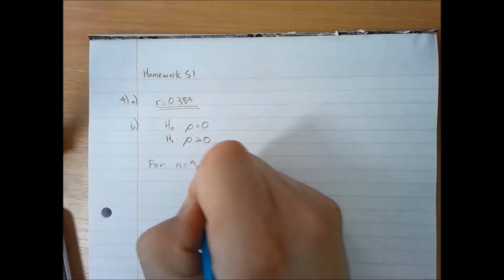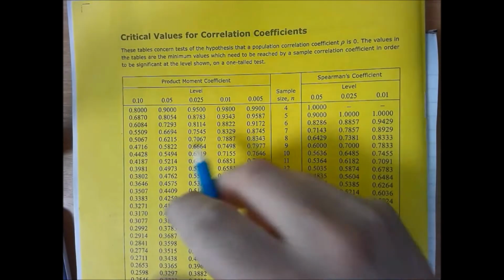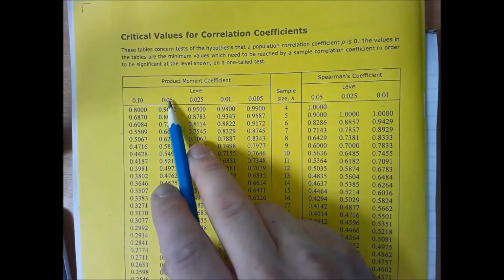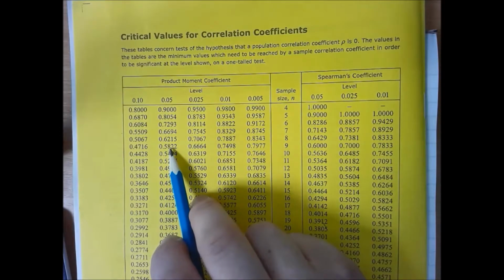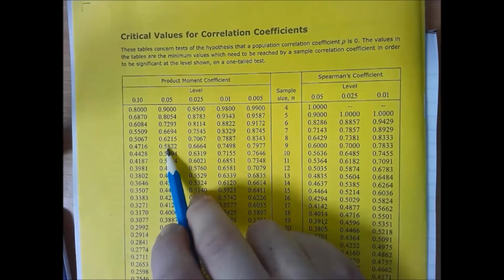For this, we then need to compare to the back page of the formula book for a sample size of n and a 5% significance level. Because it's one-tailed, I don't need to halve that to 0.025, and I compare it to the number here, 0.5822. That is, if there is no correlation, there is only a 5% chance of us achieving a correlation of this level at random of 0.5822.